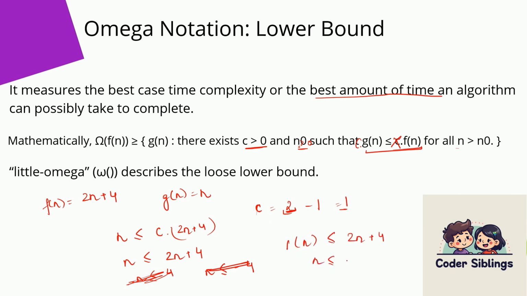So n is less than or equal to 2n plus 4, right? For any value of n, n will obviously be less than or equal to 2n plus 4. So for all values n greater than or equal to 0, and c, as we found out, equal to 1, we have satisfied the function here, and the lower bound complexity, or the omega notation complexity, will be omega of n in this case.